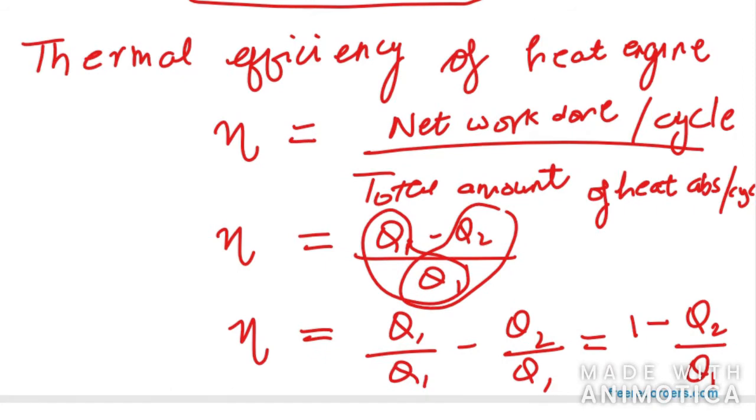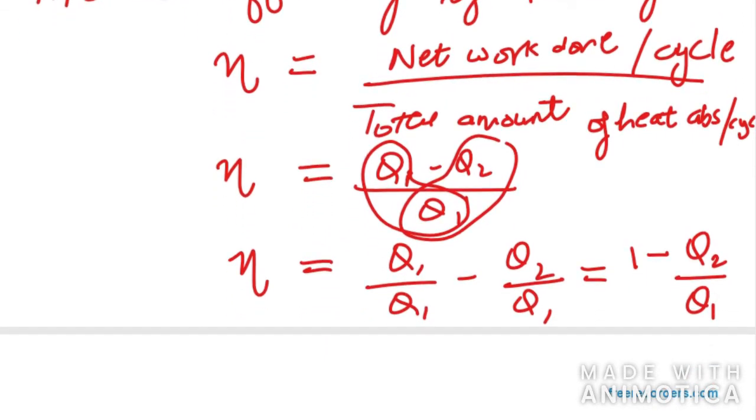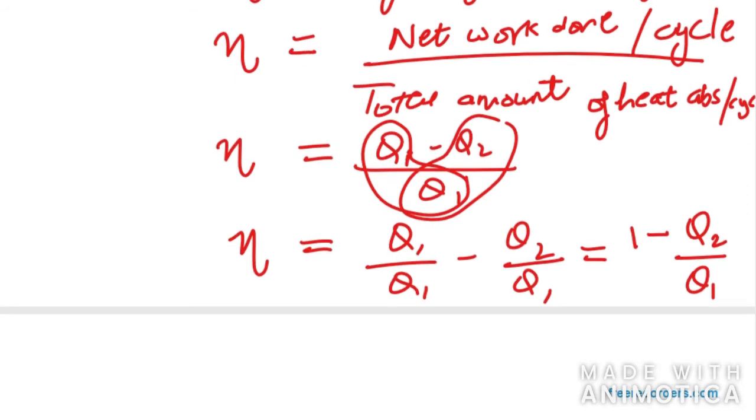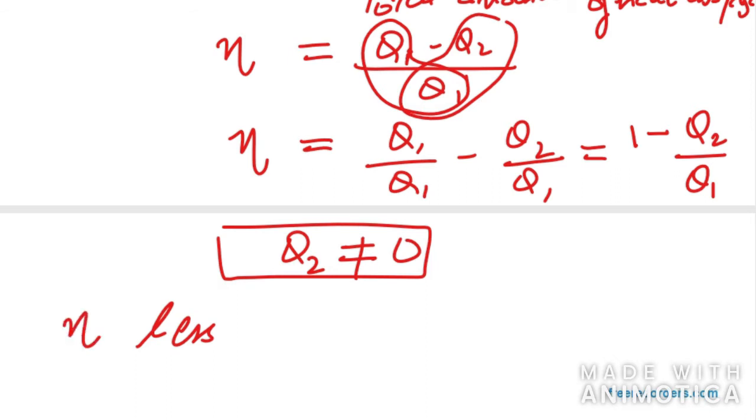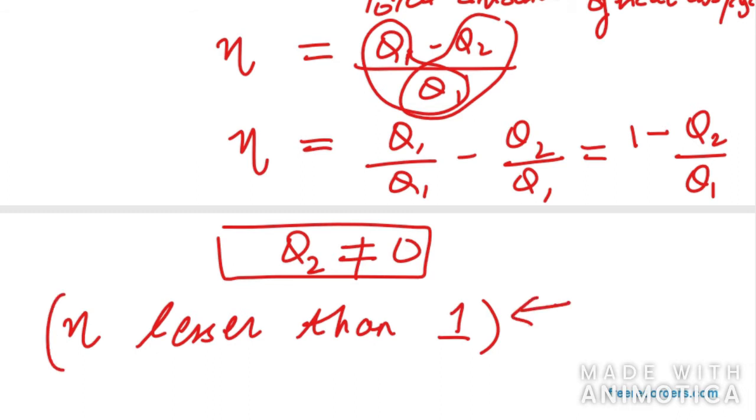Now, some heat is always rejected to the sink, that is, Q2 is not equal to 0. As you know, we always have some energy transferred to the sink, therefore Q2 can't be 0 anyhow. Therefore efficiency is always less than 1. Basically from this we can state that the thermal efficiency of a heat engine is always less than 100%.